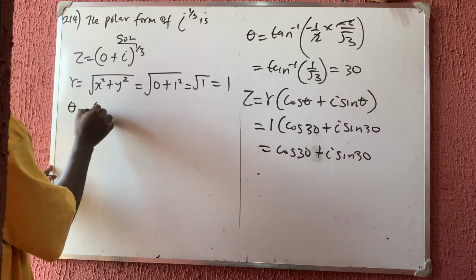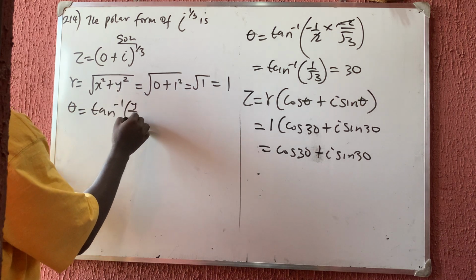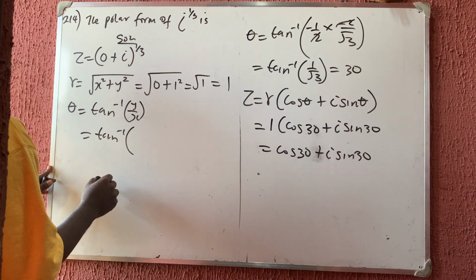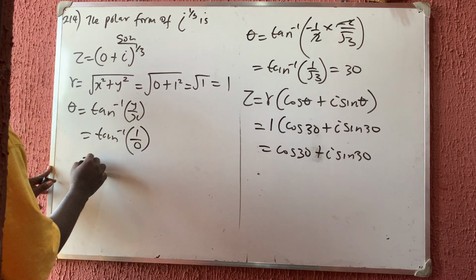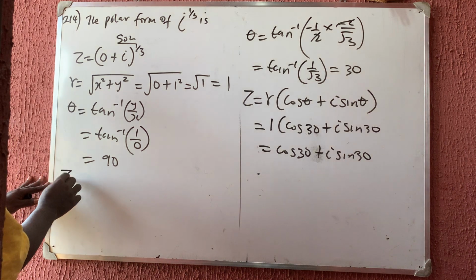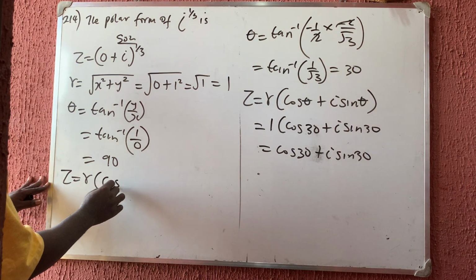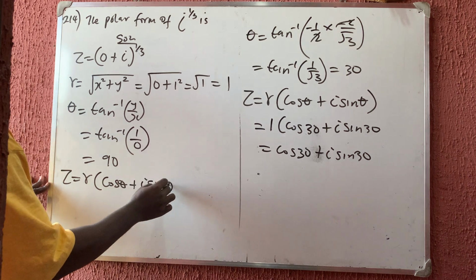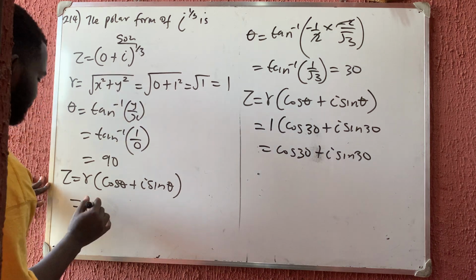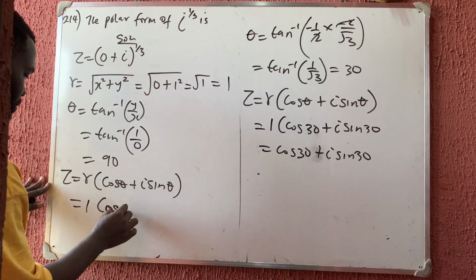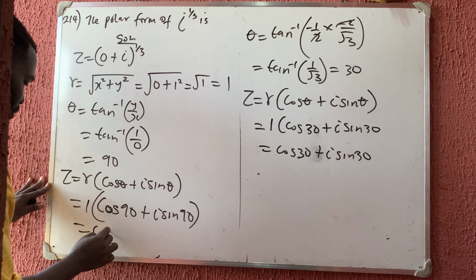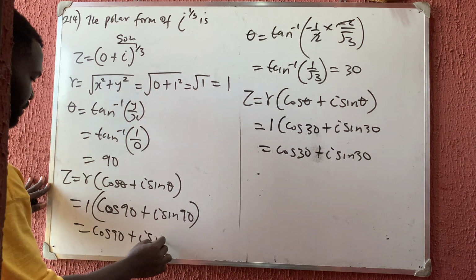Then my theta is equal to the tan inverse of y over x, which is the tan inverse of 1 over 0. The tan inverse of undefined is 90. So I have that my z is equal to r in bracket of cos theta plus i sin theta. My r is 1 in bracket of cos 90 plus i sin 90, which simply gives cos 90 plus i sin 90.